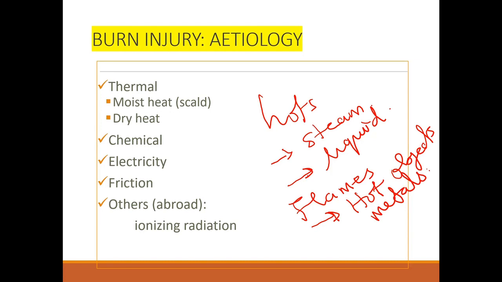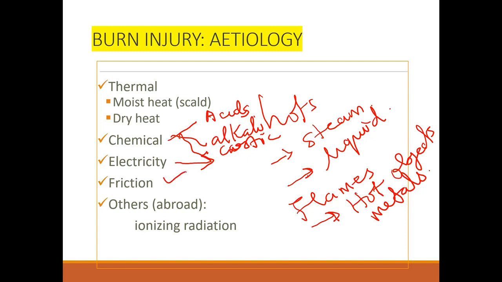It could be chemical burns. Chemical burns could either be acid burns, alkali burns, or other caustic chemicals. It could be from electricity, friction burns, or burns resulting from ionizing radiation. So this classification is based on etiology of burns.